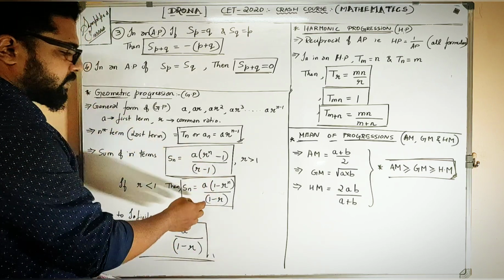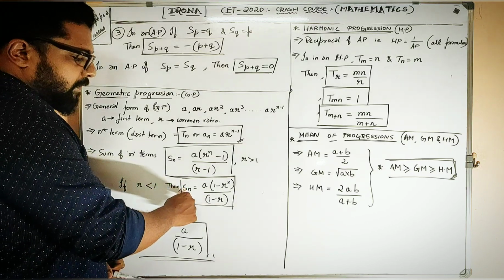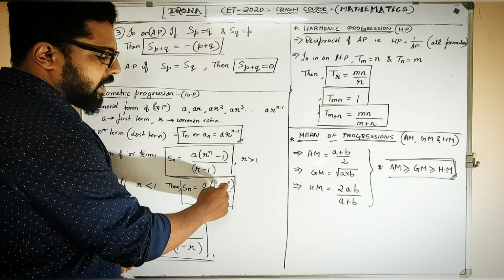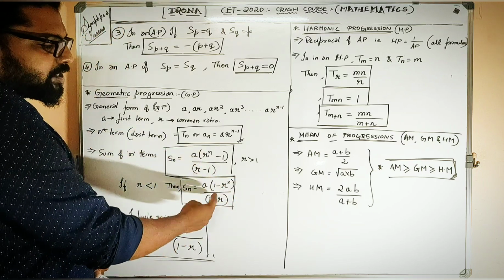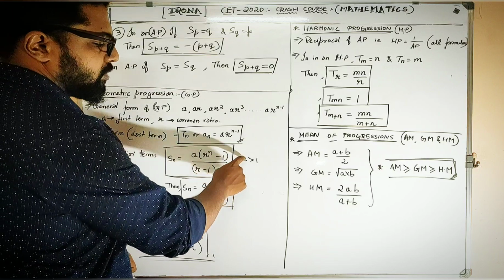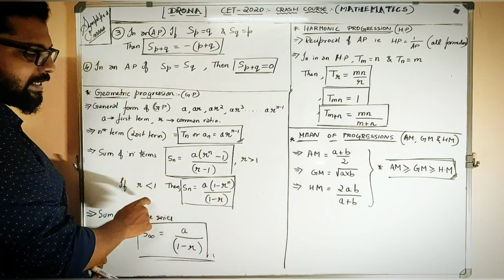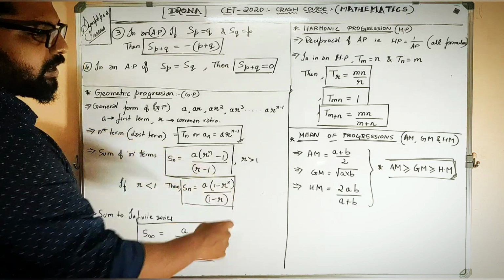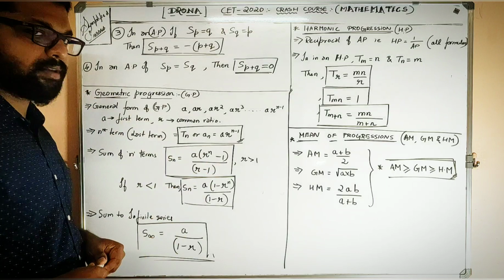So that is the reason, if R is less than 1, the sum of n terms will be A into 1 minus R to the power of n, over 1 minus R. It is just an interchange of position. Whenever the common ratio is greater than 1, Rn and R will come first. Then if it is less than 1, then the 1 will come before the Rn and R. So that is all to understand and remember this one.